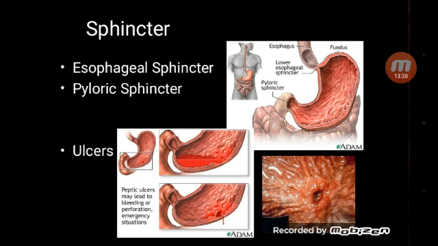The esophageal sphincter is involved in the esophageal stage of deglutition. We have both the upper esophageal sphincter and the lower esophageal sphincter. The upper esophageal sphincter helps the food particle to enter the esophagus. The lower esophageal sphincter prevents the reflux of food back into the esophagus from the stomach.